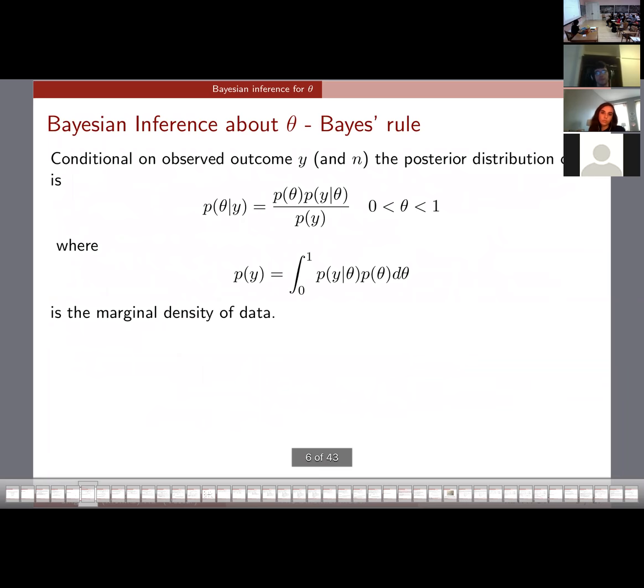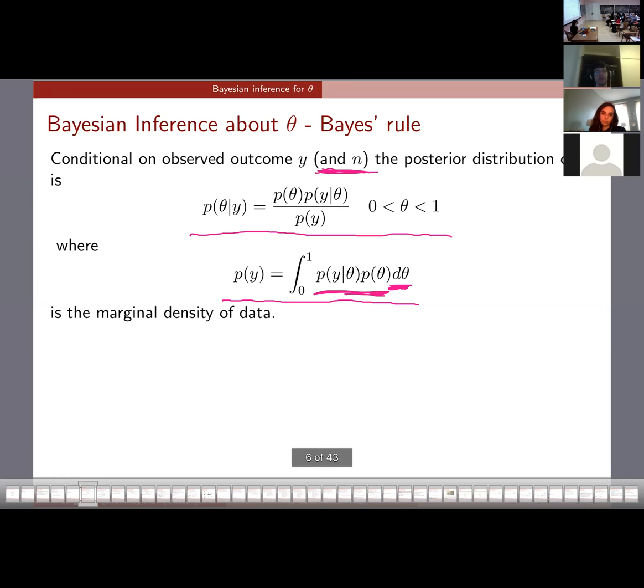So conditioning on the observed outcome y, and also here I write n, it's still conditioning on the total number of trials anyway. So this is Bayes' rule, we know that. And down here we know the marginal likelihood of the data, p(y), is the joint of y and theta, but we can further break it down, and then integrating out theta.